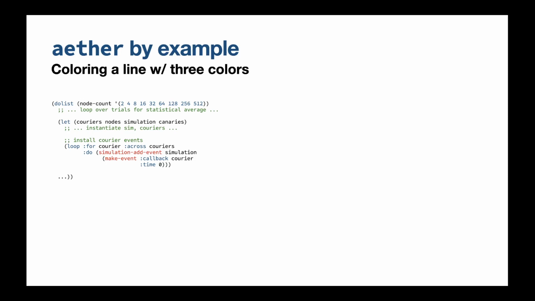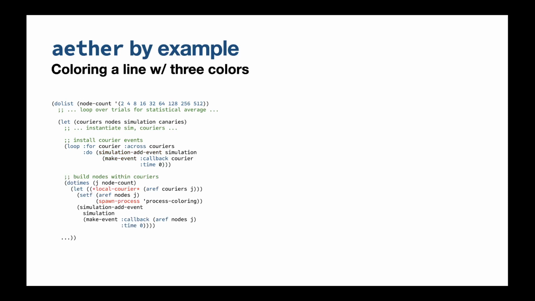The first interesting thing that we do is we have to inform the simulation that it's responsible for requesting updates from these different objects. So we loop across the different couriers, and then we poke them one at a time into the simulation.